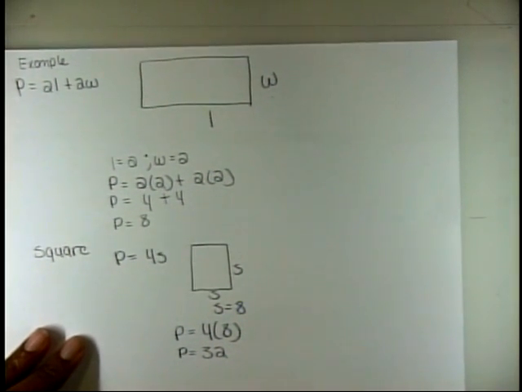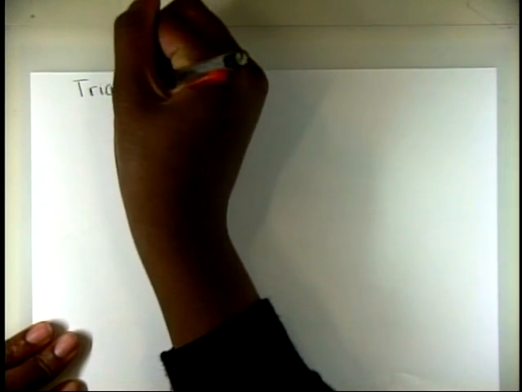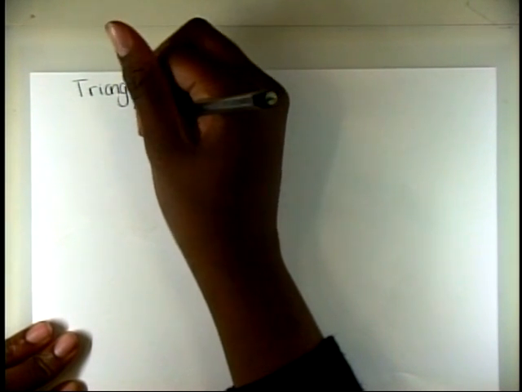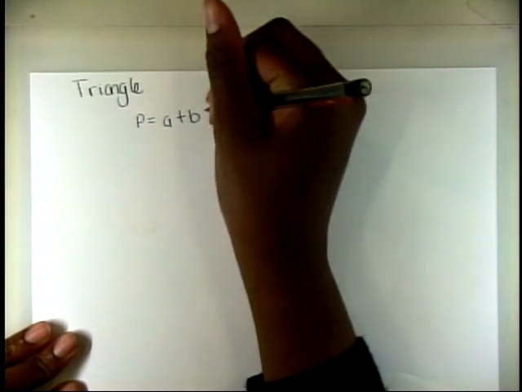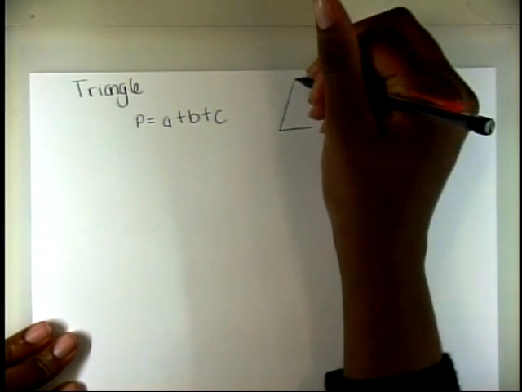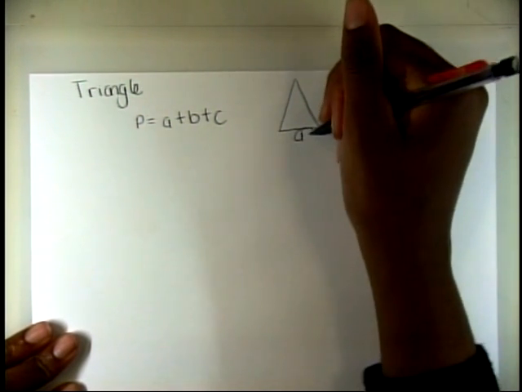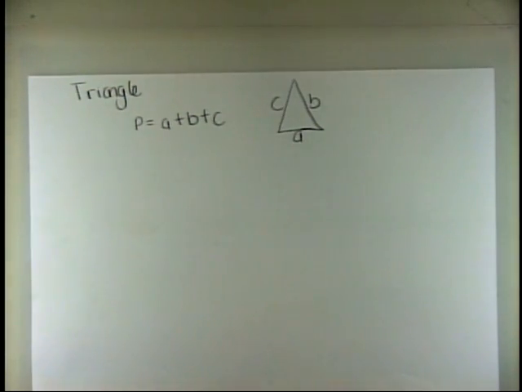Next, we will have the triangle. The perimeter of a triangle is A plus B plus C. If I draw a triangle, I will say A, B, C. These represent the 3 sides of a triangle.